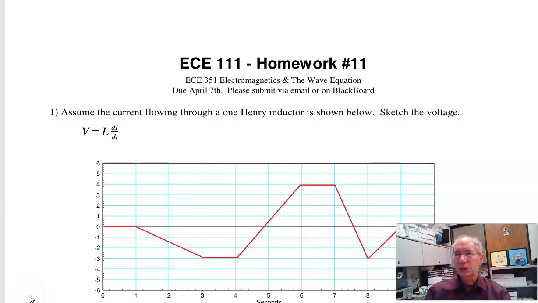Here are solutions to homework set number 11 for ECE 111. This homework set looks at using MATLAB to solve problems that you run into when you take electromagnetics 351, as well as circuits 2. Specifically, we're looking at inductors.